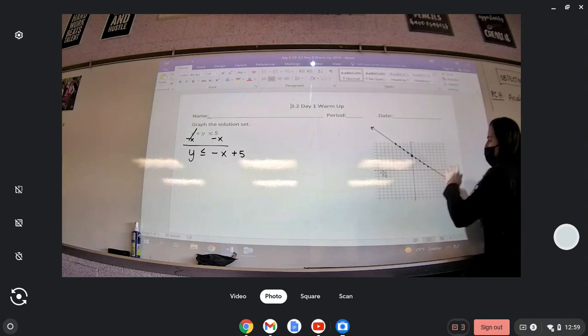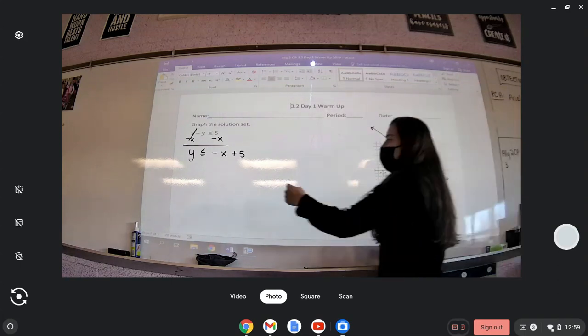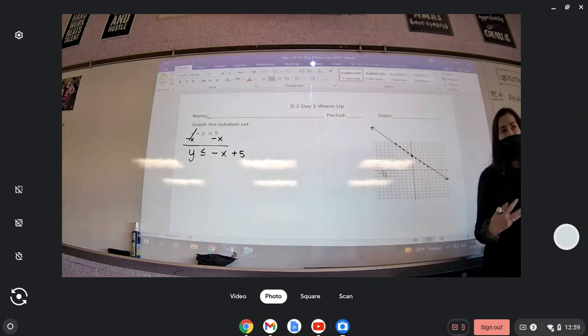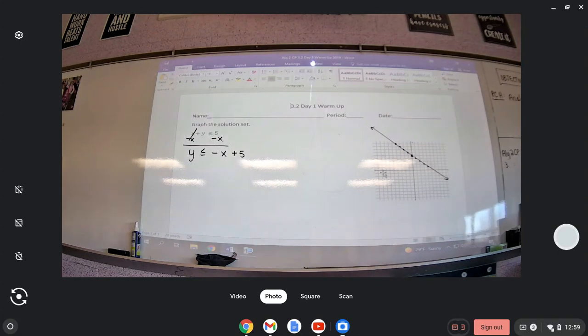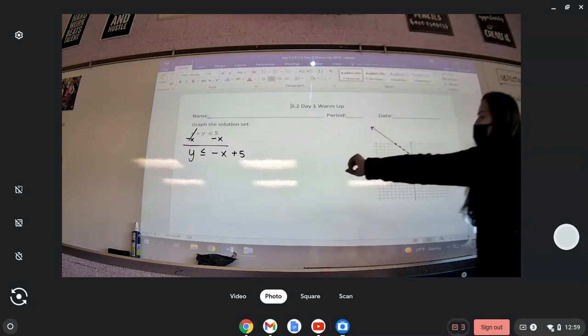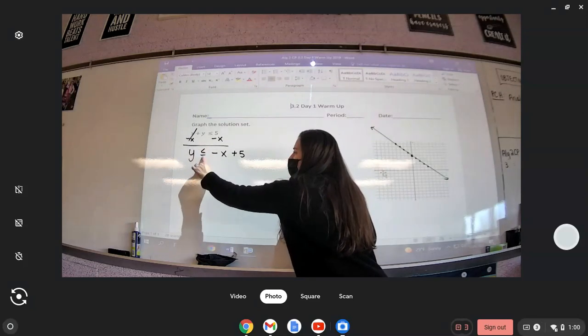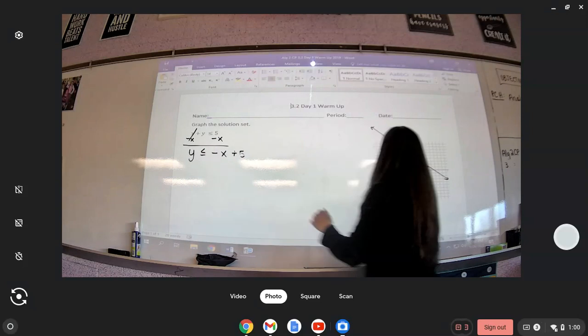All right, well, what about all the x and y values that make it add up to a number that is less than 5? Now we have to show where they are. So that's where the shading is going to come in. We're going to shade where all of the x and y values are that make this add up to a number that is less than 5. So guys, we're comparing it to y right now. We want y to be less than or equal to the points on this line.